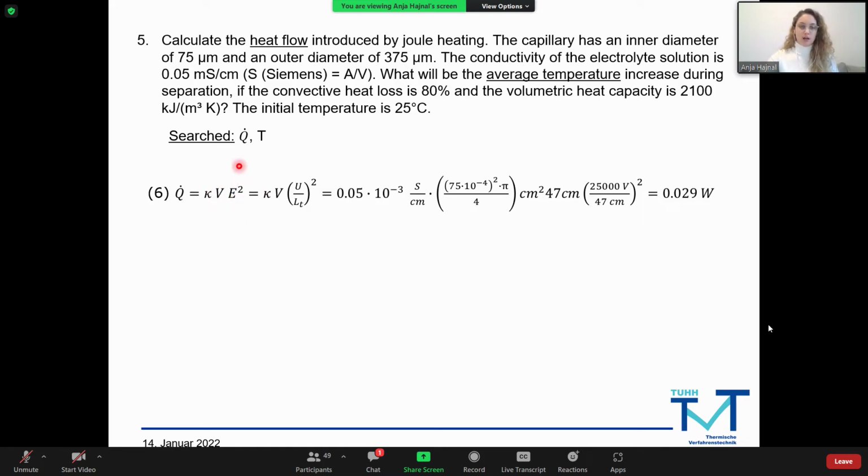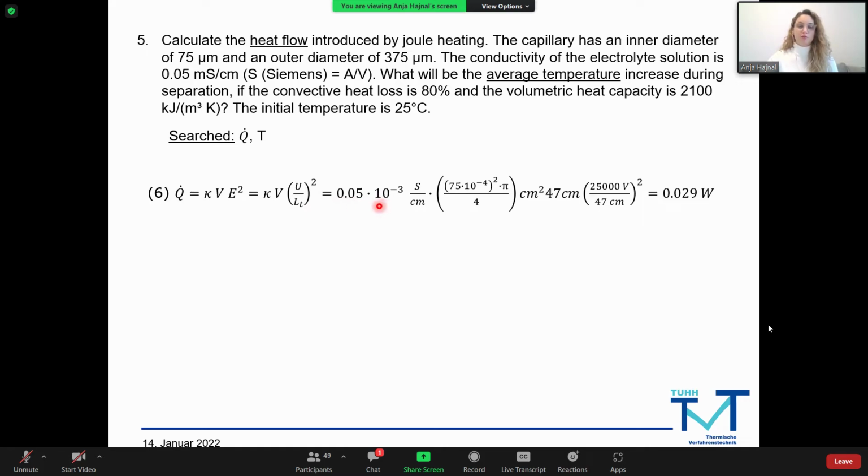Yeah, this is our electrical field strength. We can rewrite this a little bit and write E, or electrical field strength, as our voltage over the total capillary length squared. These are again all the values that we have given by the task.